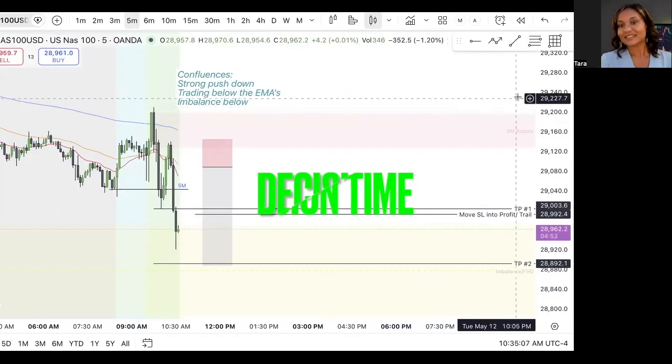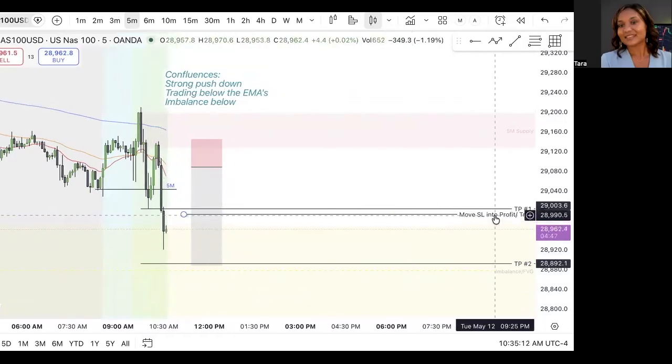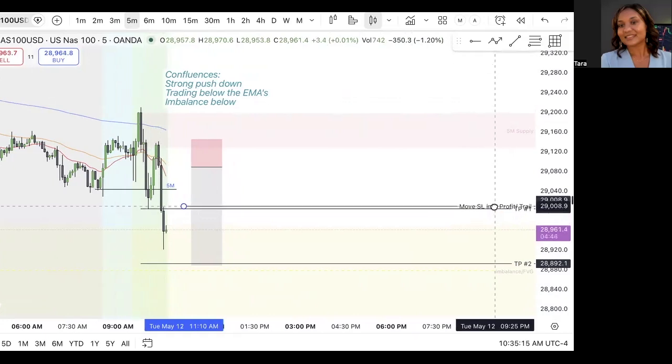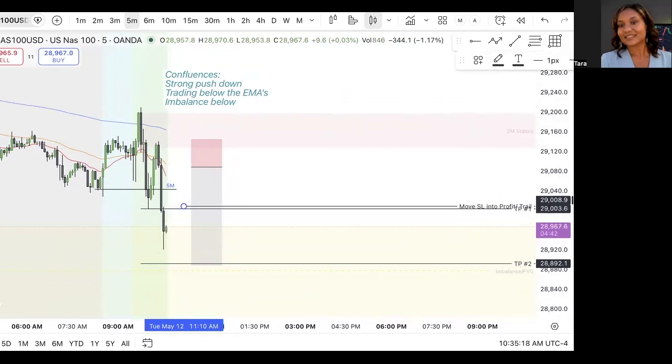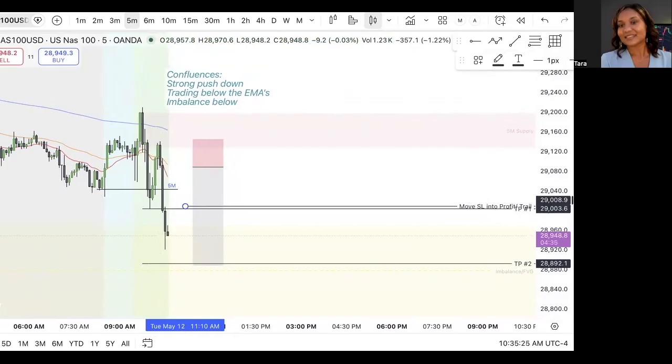And then it's decision time. So we can see that price is pushing up a little bit. If you want to exit the trade, you can, or you can move your stop loss back up to take profit number 1 to see if you can continue to TP number 2. This all depends on what you're comfortable with. We've secured some profit, so this is a risk-free trade. You have 4 minutes left in this candle.